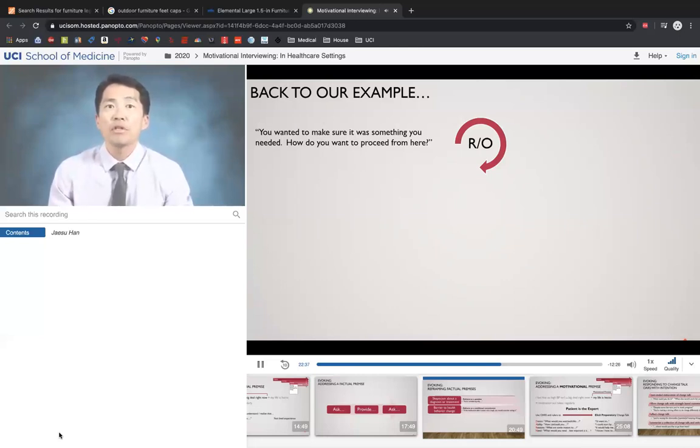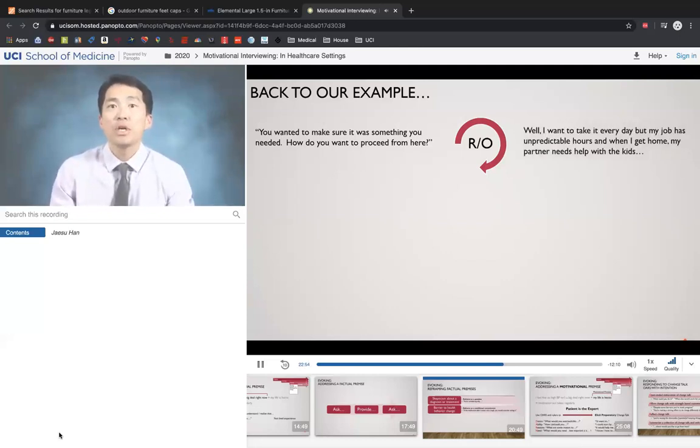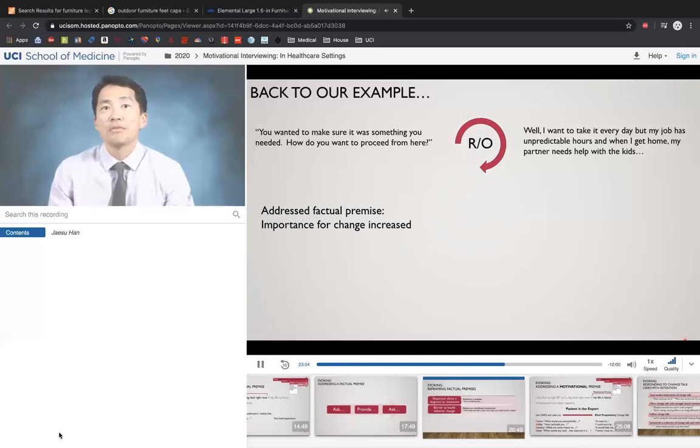However, let's look back at our example that we used earlier. We stopped at when we said you wanted to make sure that it was something that you needed. How did you want to proceed from here? The patient may respond, well, I want to take it every day, but my job has unpredictable hours, and when I get home, my partner needs help with the kids. What we see here is that we've been successful in addressing that factual premise, and so the importance for change has increased, and in fact, the patient expresses a desire to take the medication.